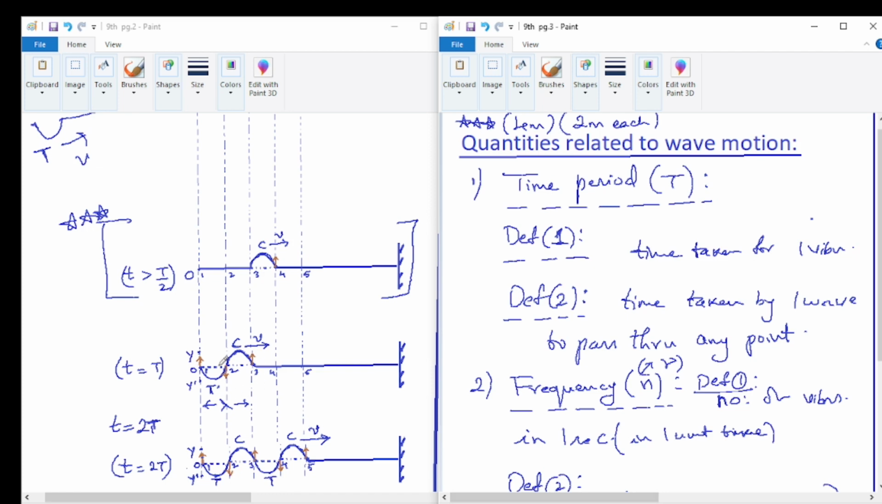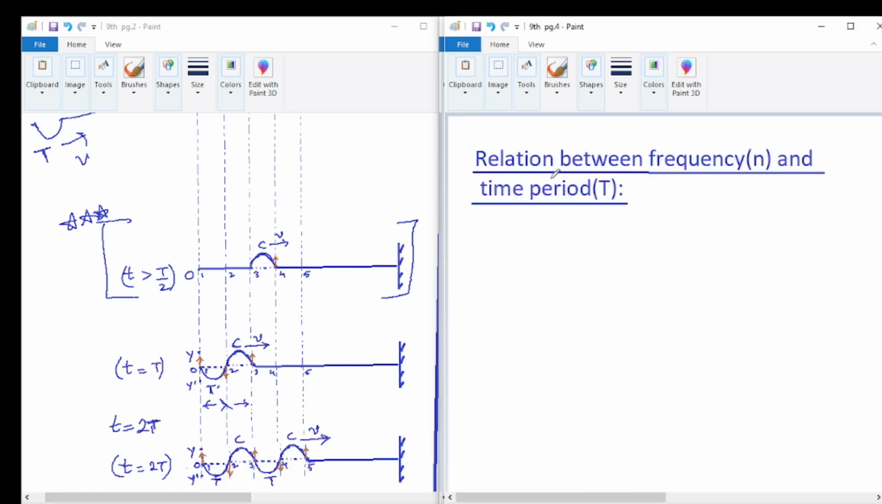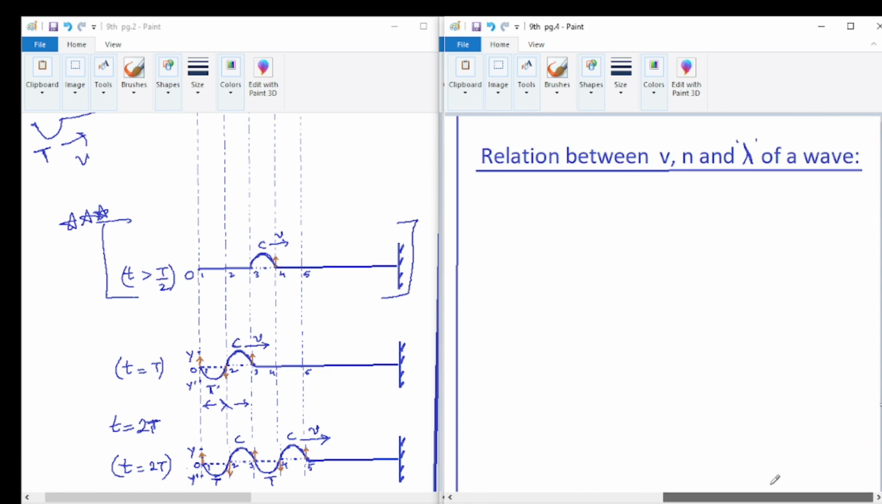Directly by using the diagram, we can get the entire answer, the entire derivation. It's called the relation between frequency n and time period t. Strictly speaking, this is a 3 marks answer, so it doesn't take much time. The next topic is the most powerful, most important equation related to wave motion: the relation between velocity, frequency, and wavelength of a wave. Directly using the definition of wavelength, it comes in just 2 steps. It carries around 3 to 4 marks; sometimes it's given for only 3 marks, usually it's a 4 marks answer.